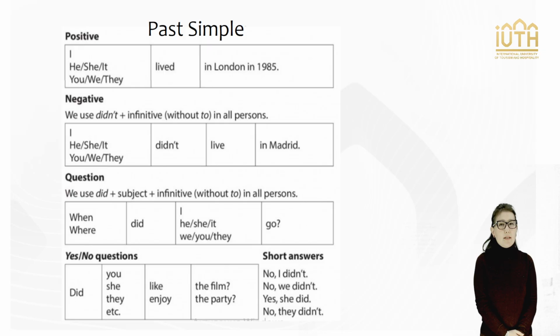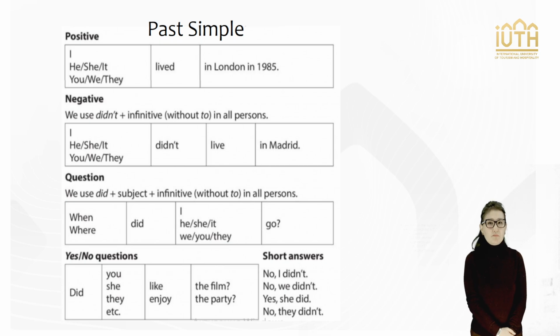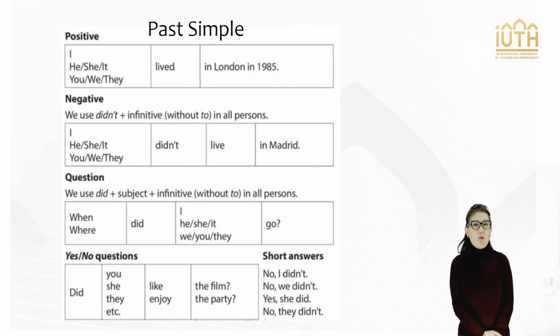Question form. The question form of the past simple tense is used to ask questions about actions or events in the past. Structure: did plus subject plus base form of the verb plus object if applicable, and the question mark. Example: did she visit her grandparents last weekend? Did he play football when he was young?